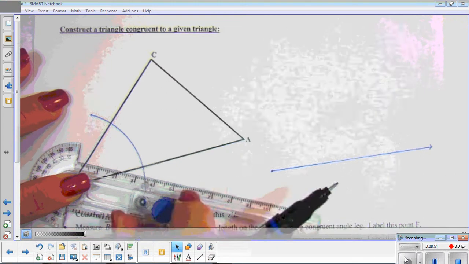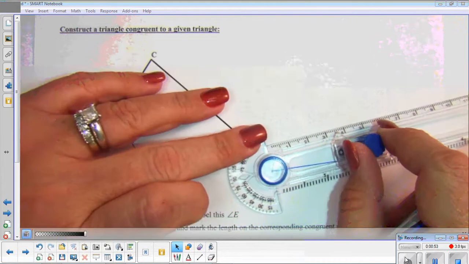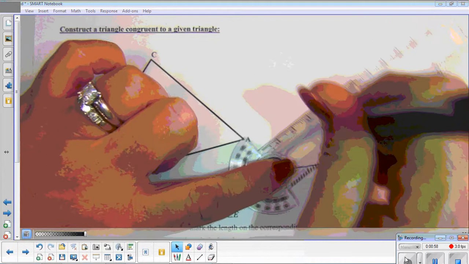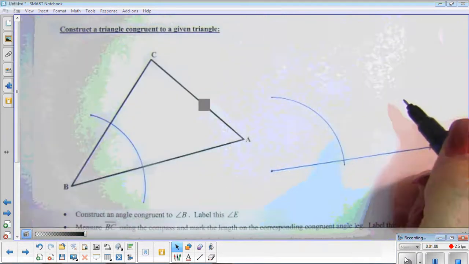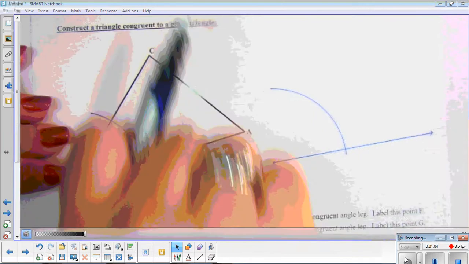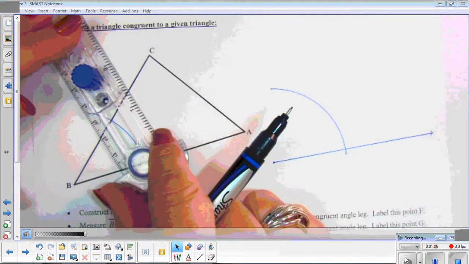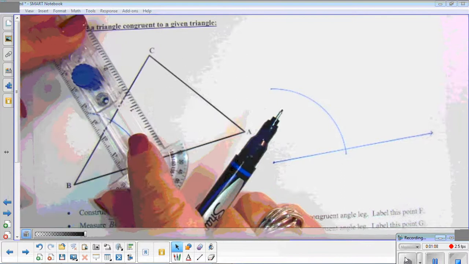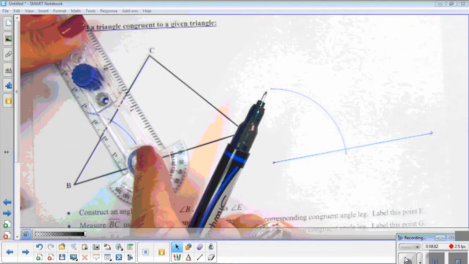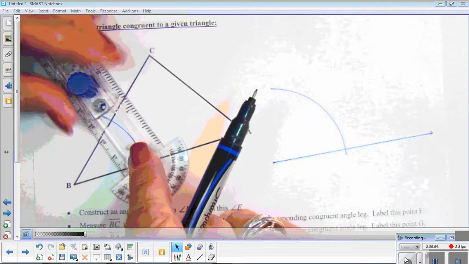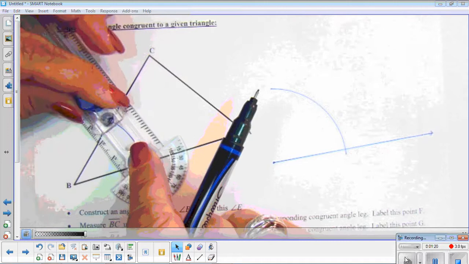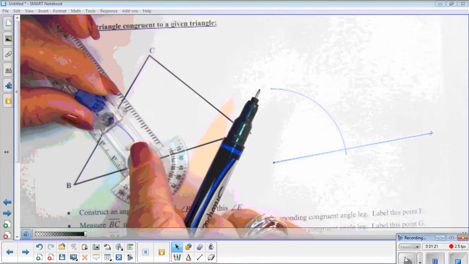Keep that compass locked. Move over to the endpoint of the ray you created. Make that exact same arc. Remember, exaggerating is fine. Now we need to measure how wide our angle is. So what is the length between those two endpoints? So I'm going to put my crosshairs on one point, holding it with my pen. And then I'm going to open up my compass, loosen it, and tighten it the distance between.